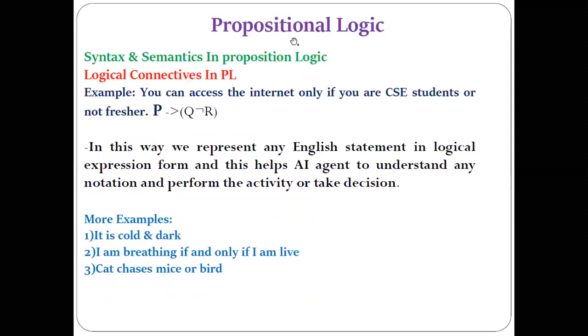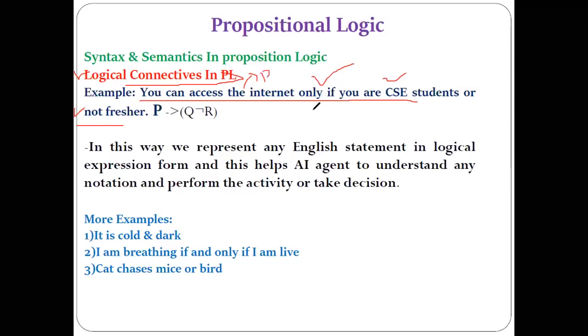Now here is one more example. Suppose in the exam you get the statement: you can access the internet only if you are a CSE student or not a fresher. This is the complex sentence you are given. Now how many propositional symbols will be required? Three. We require 3 propositional symbols. First, to represent the statement, suppose you call it P.